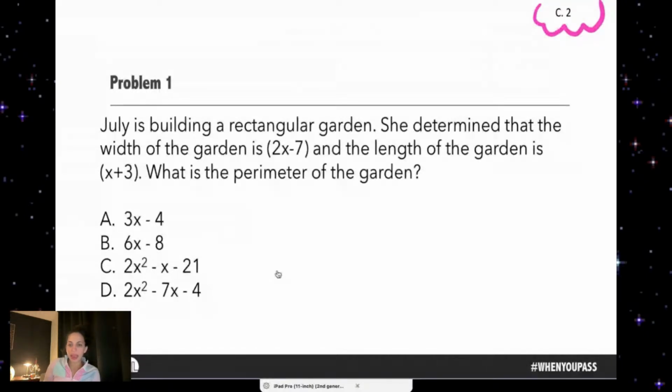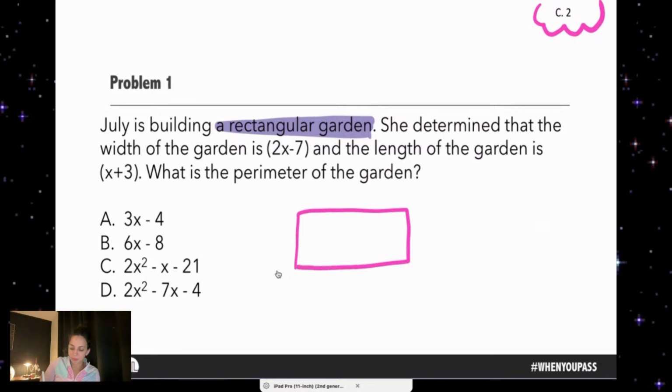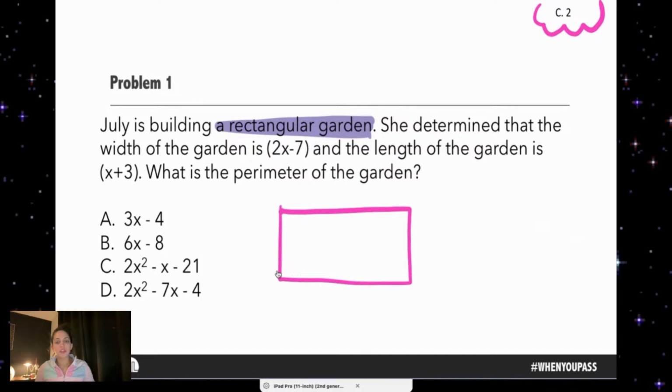July is building a rectangular garden. So the minute I read that, my brain is going to say, draw a rectangle, Amy, and I'm going to draw a rectangle. There's my rectangle, although it didn't automatically adjust. So we're going to try it one more time. Still didn't automatically adjust. So we're just going to do it a third time. And if it still doesn't adjust, we're just going to live with the rectangle that we have. Still not working. That's okay. Usually, if I put pressure on it, then it will automatically adjust.